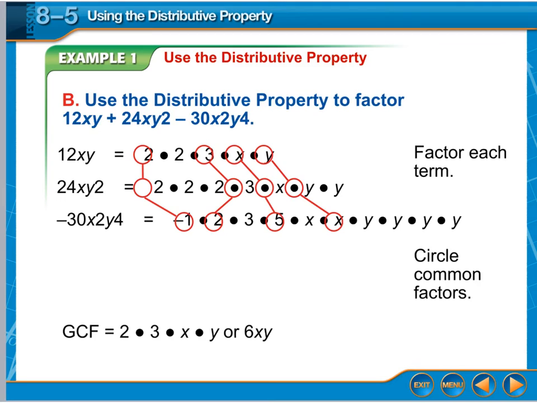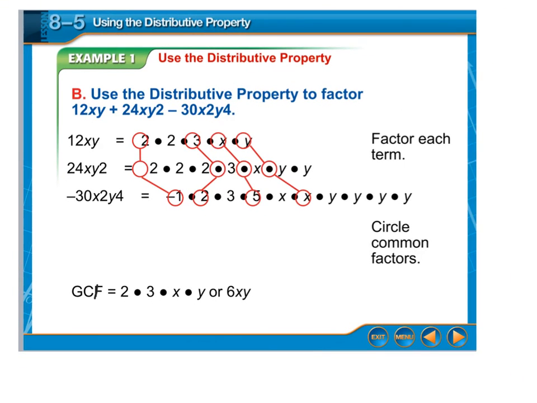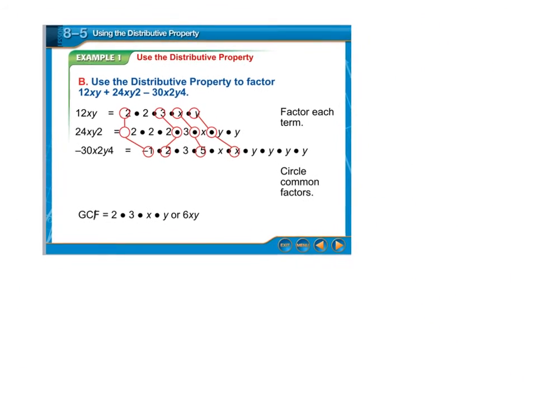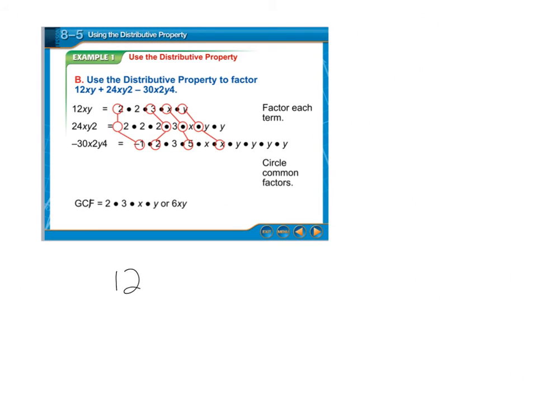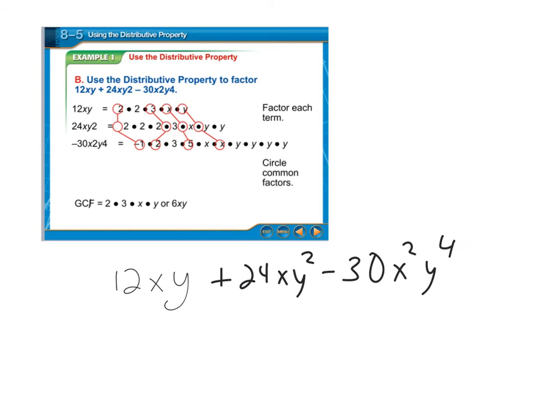All right, let's try this one here on a different sheet because it's really screwy looking the way that they did this. All right, let's see here. So we got 12xy plus 24xy squared minus 30x squared y to the fourth. Oh boy, look at this mess.